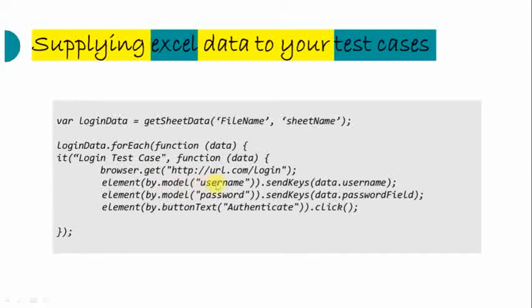Element by model, this is the web element, and here I am sending the username by reading it from the Excel sheet, and then I am sending the password by reading it from the Excel sheet, and I am performing the action. So this case will get executed for all the different data sets which are there in the Excel sheet.